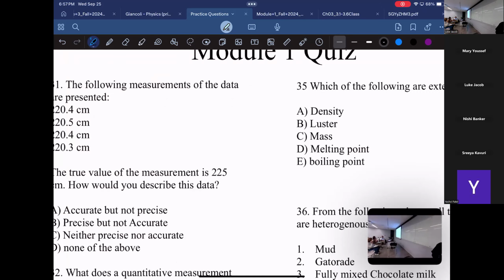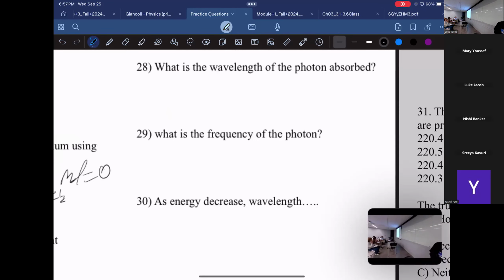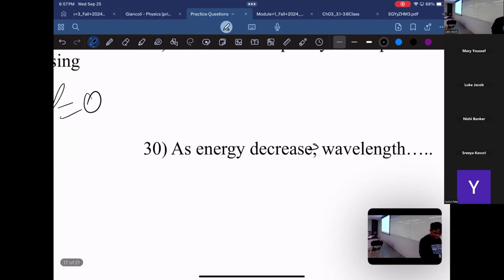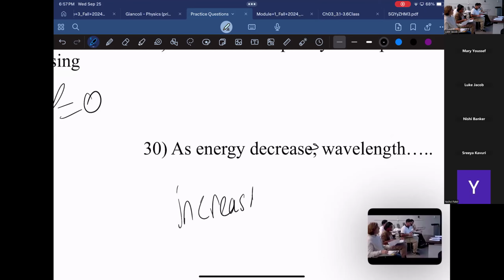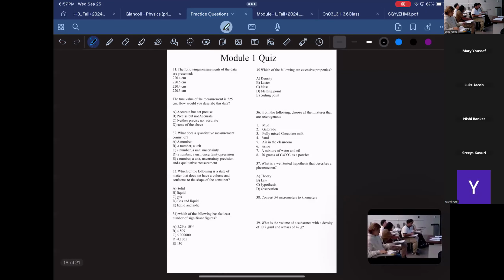All right, wait, but this question: as energy decreases, I should put an S here. Wavelength increases. Good, very good. That's a good relationship to know. Okay, all right, moving on.